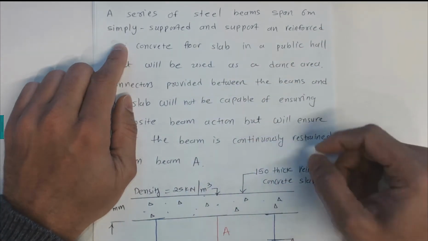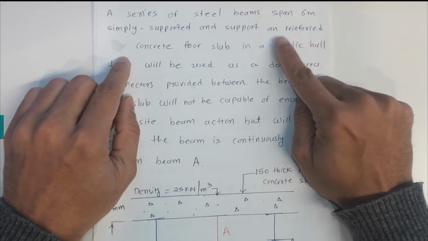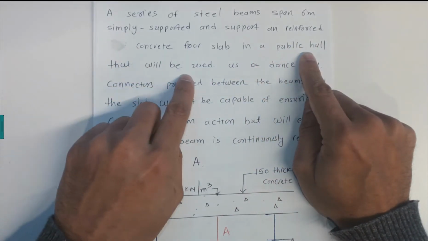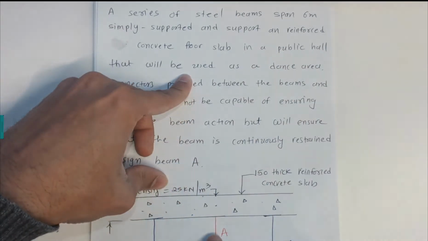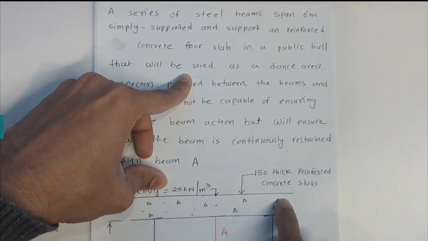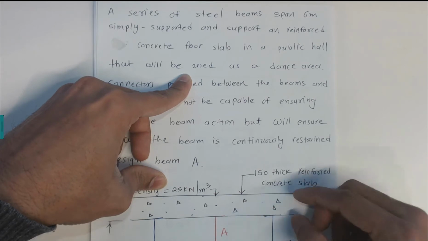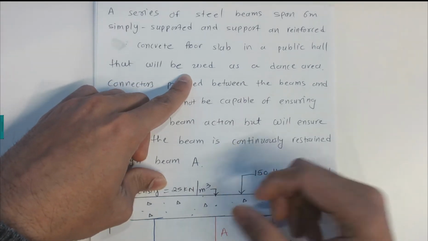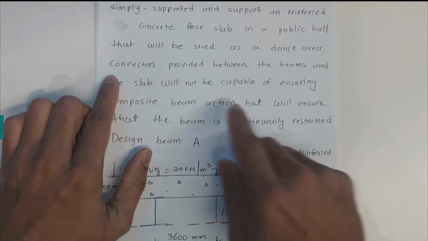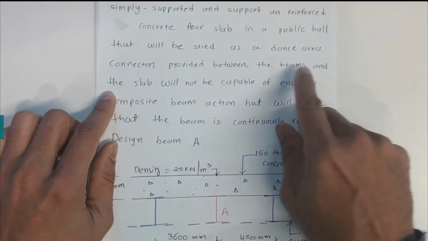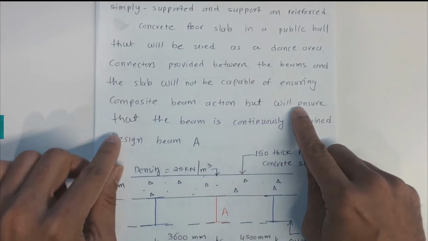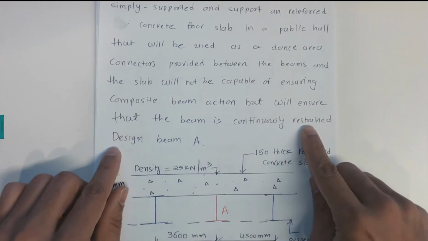So the ends are simply supported, and there is a reinforced concrete floor slab in a public hall that will be used as a dance floor. These steel beams are carrying this reinforced concrete, which is 150 millimeter thick, and this slab is used for the dance area. Connectors are provided between the beams, and the slab will not be capable of ensuring composite beam action, but will ensure that the beam is continuously restrained.